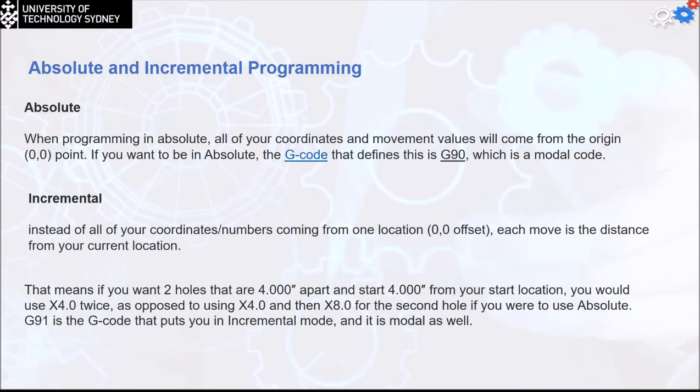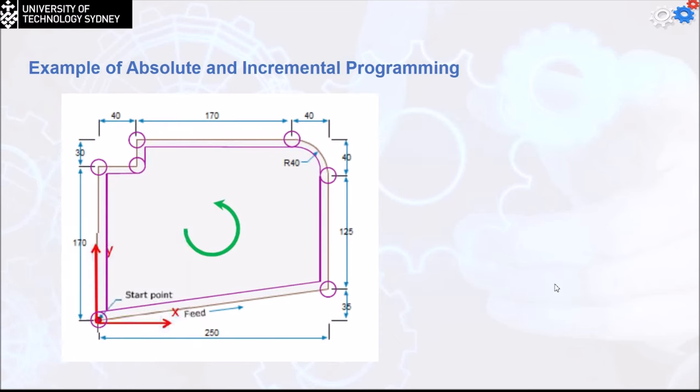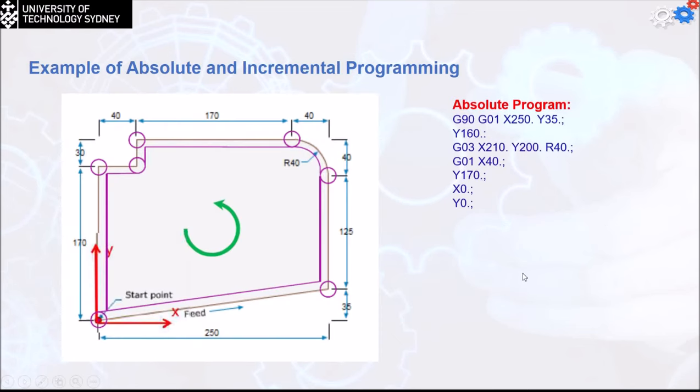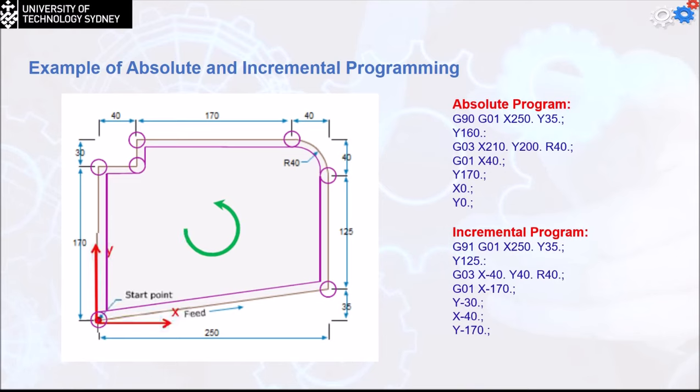So absolute and incremental programming, we talked about this already. I don't have to go through it in detail, but as we said earlier, if I would like to do absolute cutting, I have to use G90, and in the case of incremental, I'm going to use G91. This will be very useful when we do multiple drilling processes. That's another example for this, so you can read it when you have time.